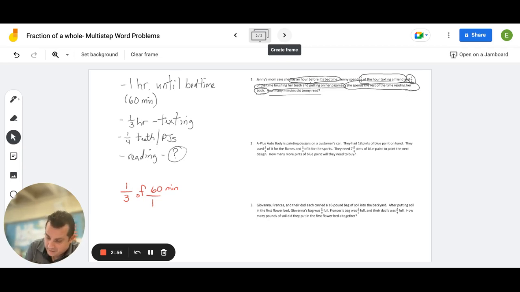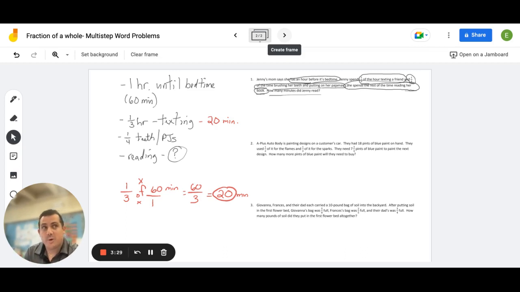But if I multiply this across, 1 times 60 is 60 over 3, because 3 times 1 is 3. How many times does 3 go into 6? 2 times, bring down the 0. So 20 minutes was texting. So I'm going to put over here 20 minutes. That's why I have the annotations on the side. Now I put that it was 20 minutes is 1/3 of the hour.